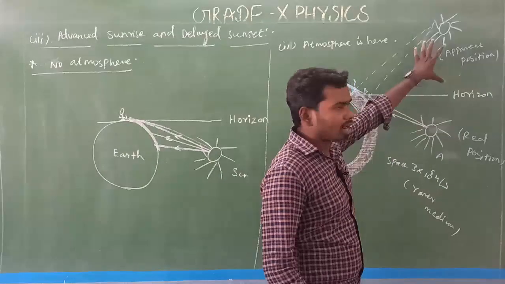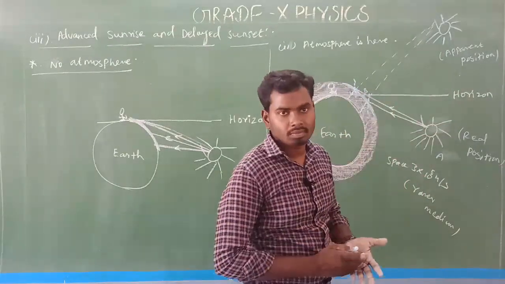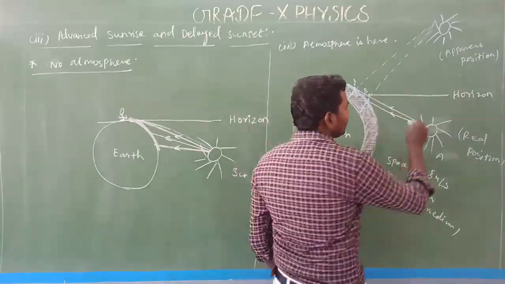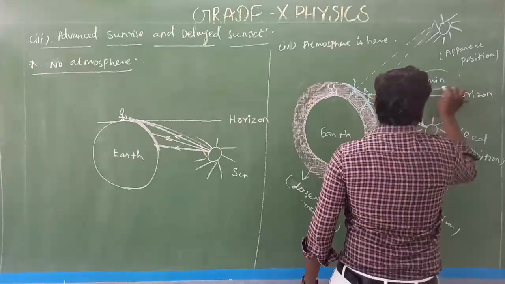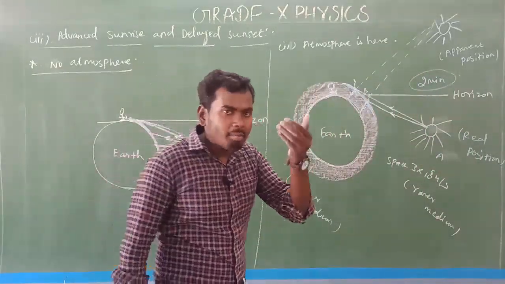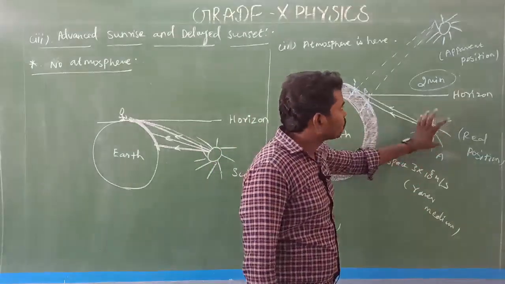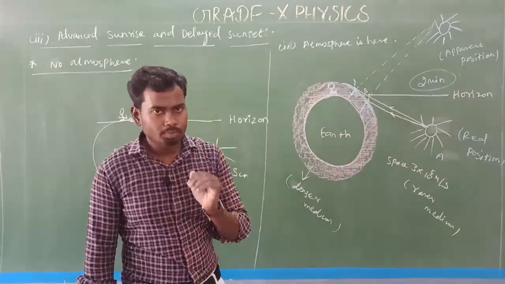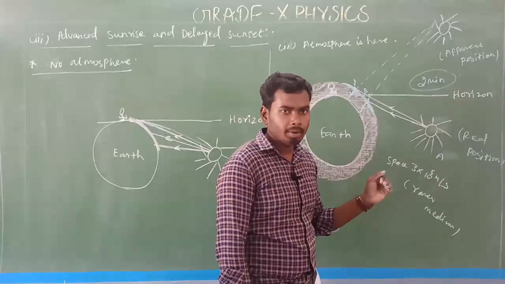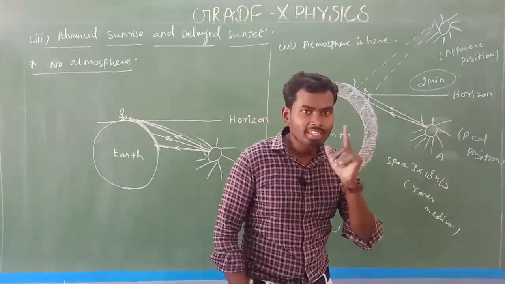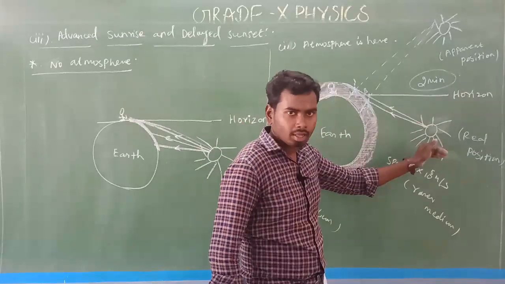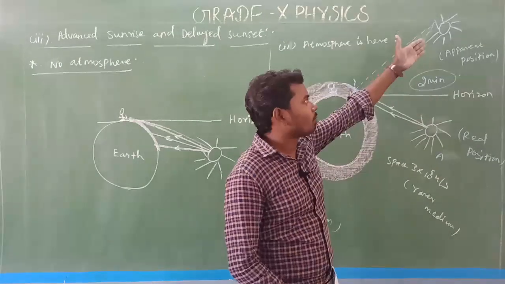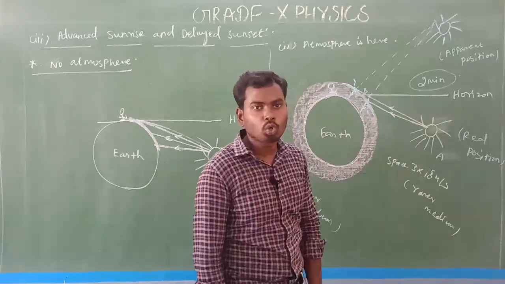So this is the real position and that is the apparent position. What is the time deviation? There should be some time deviation. The time deviation is approximately 2 minutes, not exactly 2 minutes. The time deviation from the real position to the apparent position is 2 minutes, which means we can see the sun's position 2 minutes in advance, even though the sun is still below the horizon. That is the apparent position that happens due to atmospheric refraction.